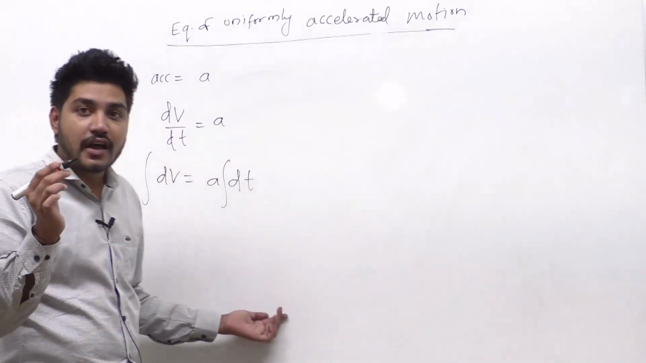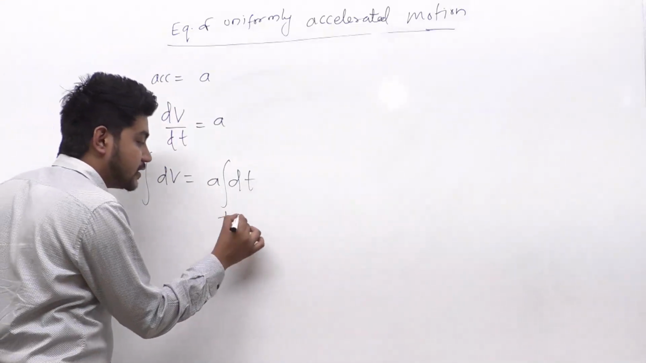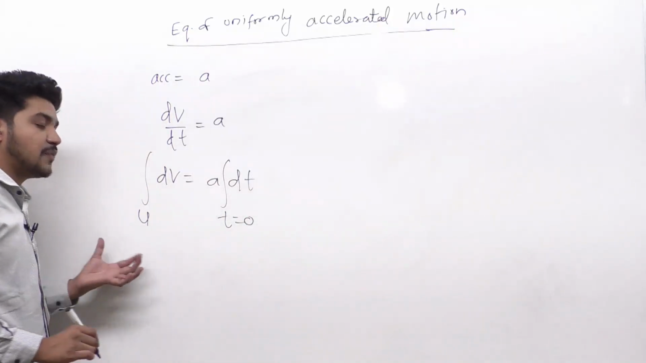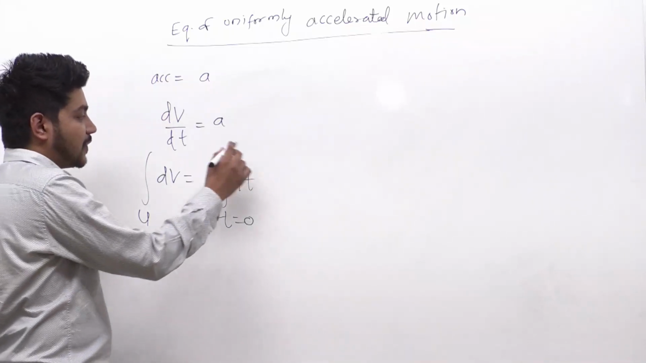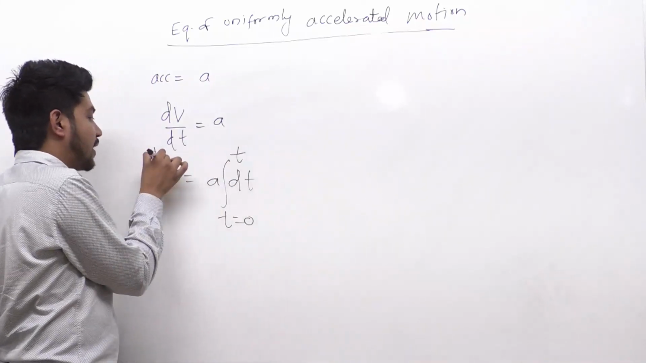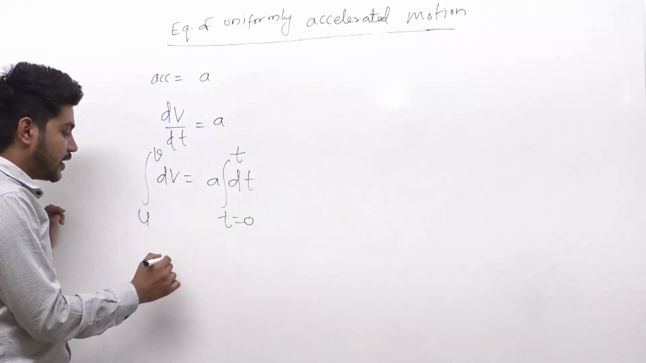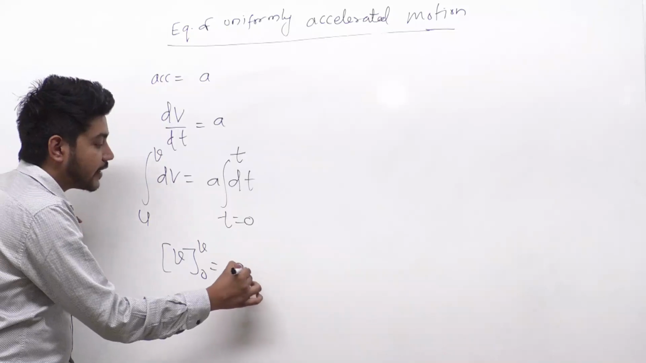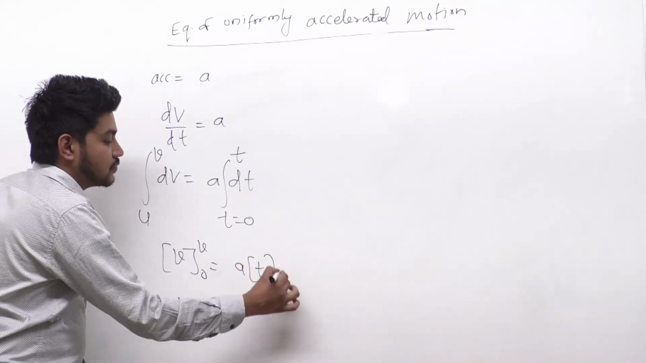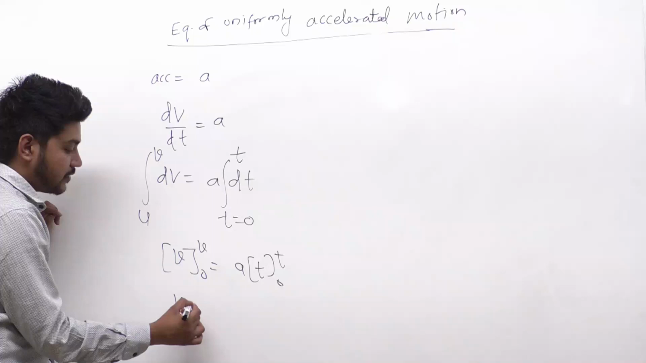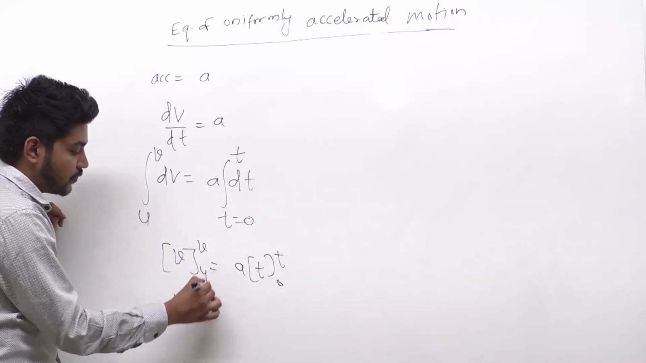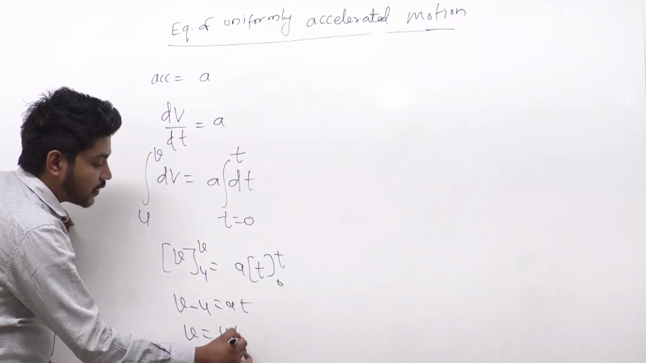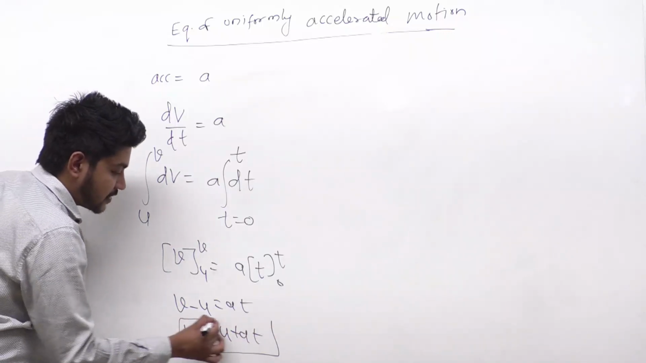Let's say at t is equal to 0, the velocity of the particle is u, which means the initial velocity of the particle is u, and then the upper limit will be at any time t, the velocity of the particle is v. So over here I'll substitute the limits and integrate this. The v limit will be u to v and the t limit 0 to t. So from here I can write v minus u is equal to at. So from here I can write v is equal to u plus at. So this is our first equation of motion.